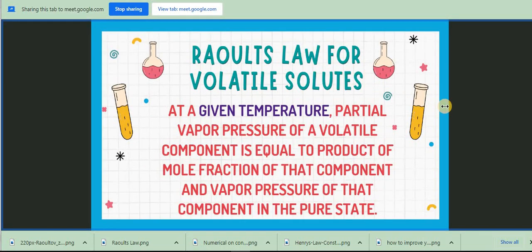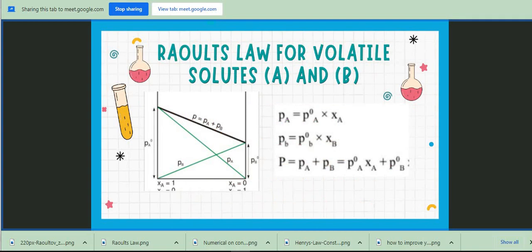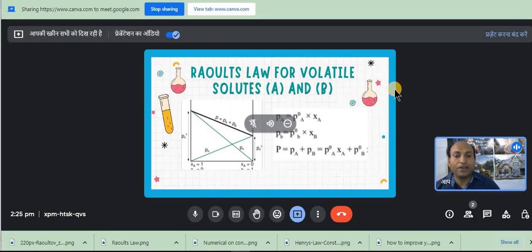That is to say, PA, the partial pressure, is the product of vapor pressure and mole fraction. Similarly, if the second component is also volatile, PB is equal to PB naught XB, where PA naught and PB naught are the vapor pressures of the pure liquids, the pure components. The total pressure will be the sum of the partial pressures.